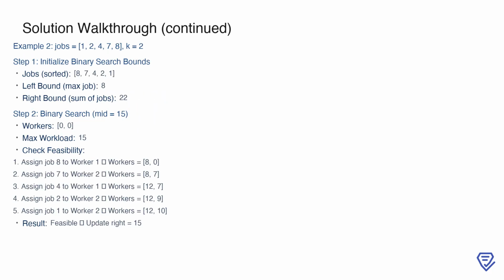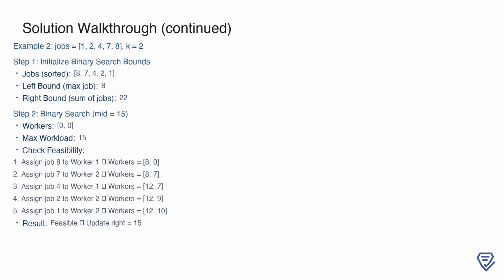Now, let's consider a more complex example where the jobs are 1, 2, 4, 7, 8, and there are 2 workers available. We begin by sorting the jobs in descending order, resulting in 8, 7, 4, 2, 1. The left bound is the maximum job time, 8, while the right bound is the sum of all jobs, 22. We calculate the midpoint, 15, and test if it's feasible to allocate the jobs without exceeding this workload.